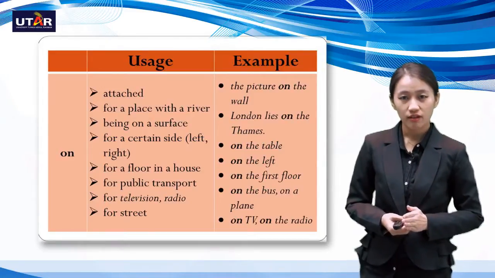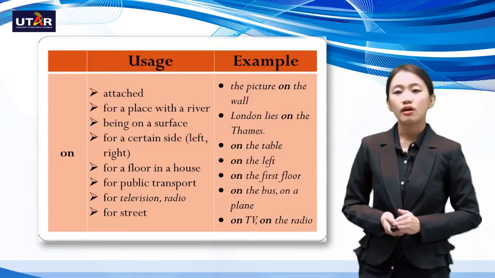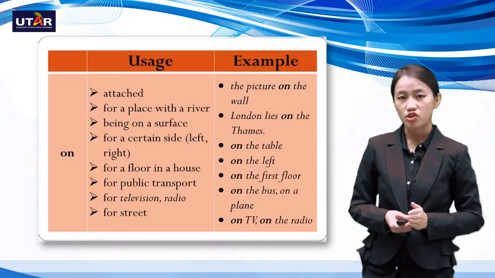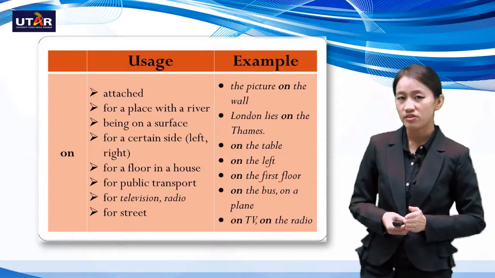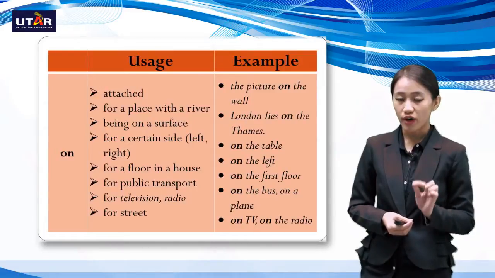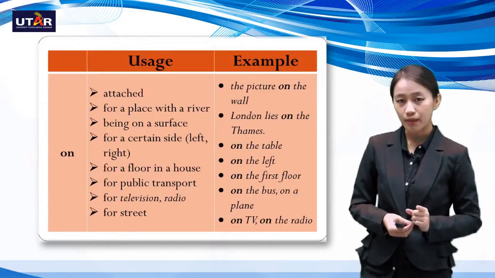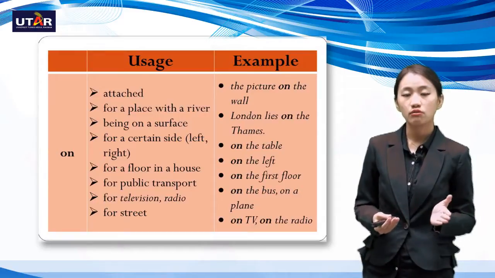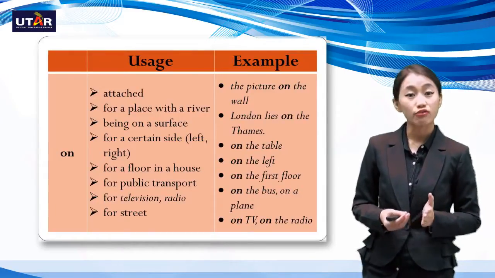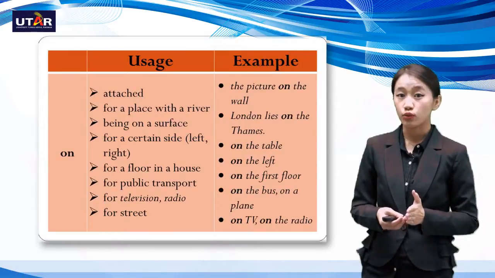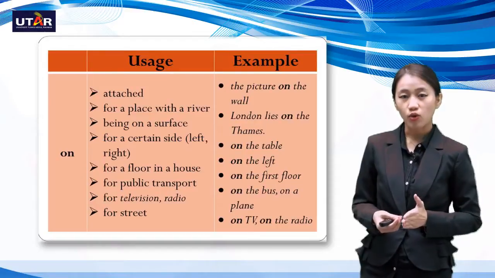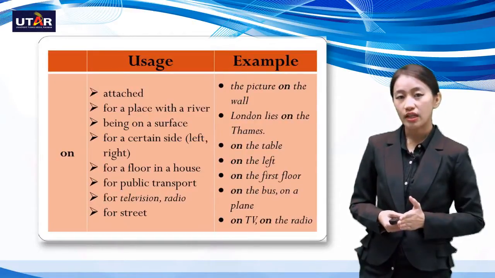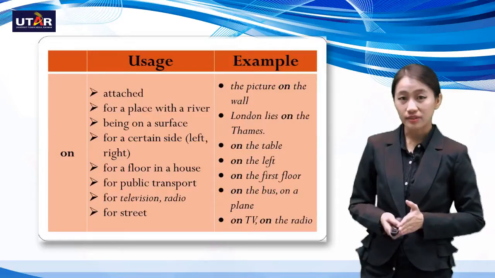Next would be the usage of preposition on for street. So remember, for the first preposition at, the usage is for address, which is very specific, which is the number of your house or your office. Then you have on. Now this is relating to the street. So for example, I would state on Petaling Street. So I live at number 13 on Petaling Street.